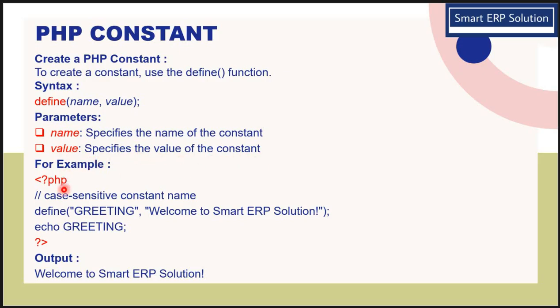For example, case sensitive constant name. Define GREETING, the constant will be all in capital letters, "Welcome to Smart ERP Solution". Then echo GREETING. No need to put the $ sign before the constant. The output will be Welcome to Smart ERP Solution.